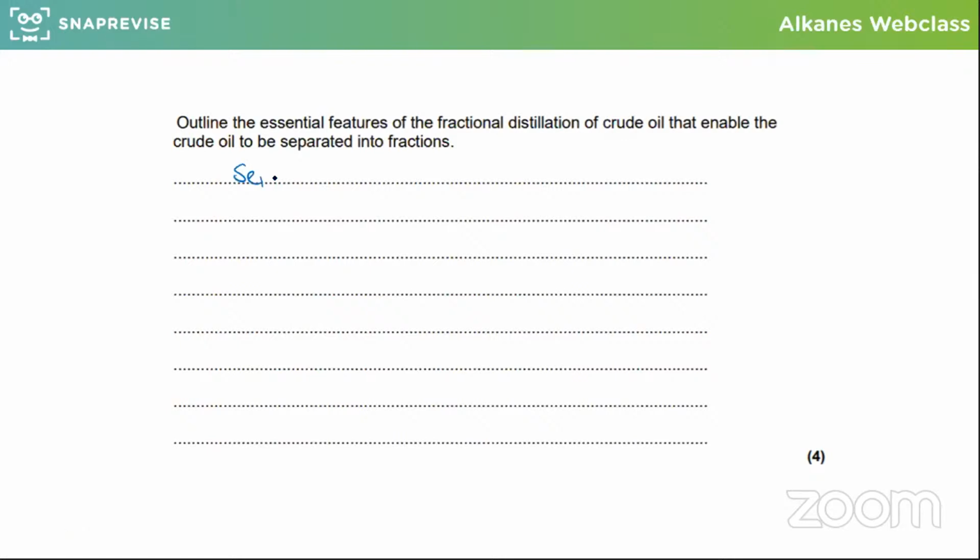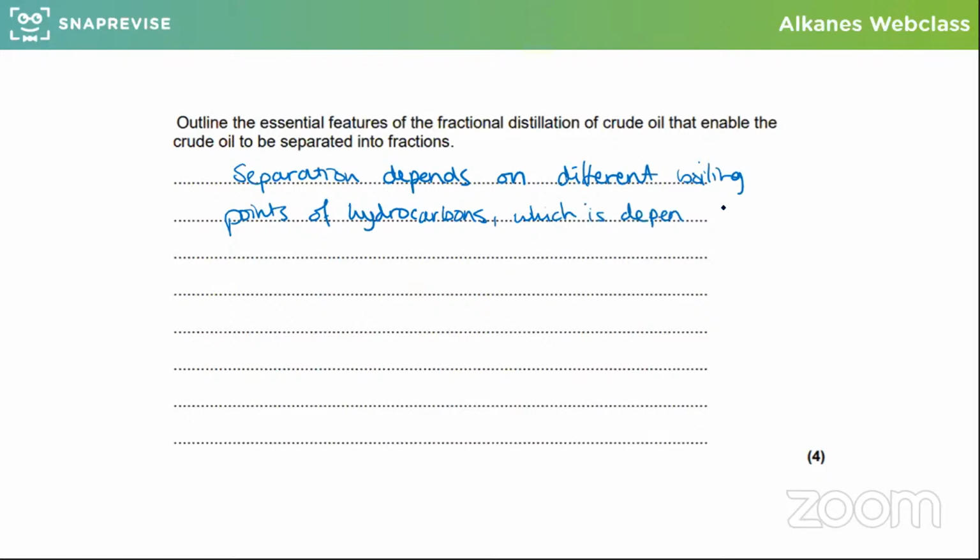So our separation depends on different boiling points of hydrocarbons. Whoops, let's spell that properly. Hydrocarbons, which is dependent on the Mr, or chain length, of the hydrocarbon.